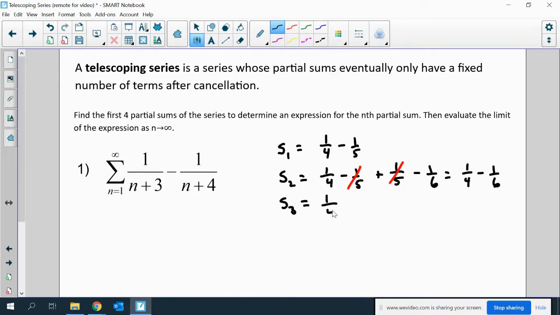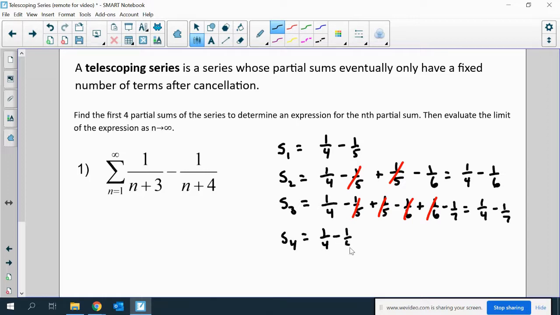So the third partial sum: 1/4 minus 1/5, plus 1/5 minus 1/6, plus 1/6 minus 1/7. And so the 1/5 cancels, the 1/6 cancels, and you get 1/4 minus 1/7. And you may be able to see what's going to happen here. I now have 1/4 minus 1/5, plus 1/5 minus 1/6, plus 1/6 minus 1/7, plus 1/7 minus 1/8, and I end up with 1/4 minus 1/8.